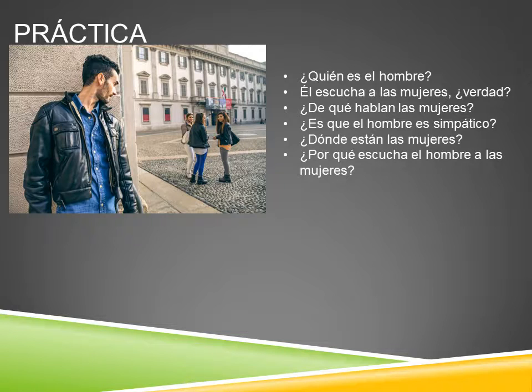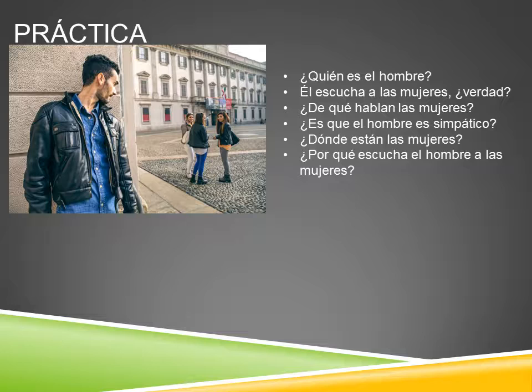And the last example here. ¿Por qué escucha el hombre a las mujeres? So why does the man listen to the women? Why is he listening to them? So I was wondering that. This one is a little more complex of a sentence, so that's why I've included it. So we have por qué, our question word, escucha, verb, el hombre, subject, and then a las mujeres. So that's a phrase of saying why does he listen to them? That would be a normal word order. ¿Por qué escucha el hombre a las mujeres? So why listens the man to the women?